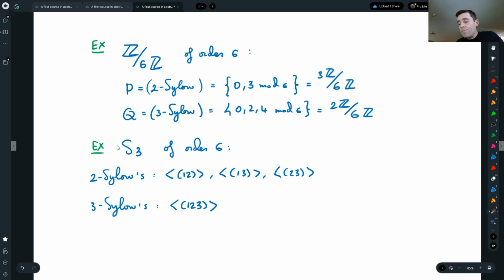In S3, which is of order 6, there will be non-trivial 2-Sylows and non-trivial 3-Sylows. And as I said, they are not unique anymore. This is a subgroup of order 2, so it is a 2-Sylow, and that is also a subgroup of order 2. So we have three 2-Sylow subgroups, and we have exactly one 3-Sylow subgroup. The fact that there is exactly one in this case is important, and we will see that if there's only one, then we know automatically that that subgroup is normal in the group.